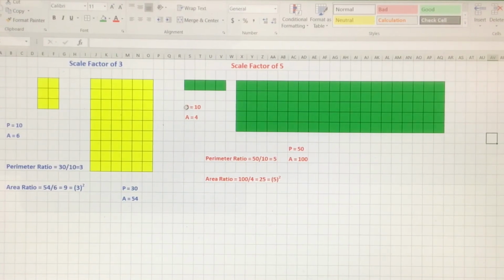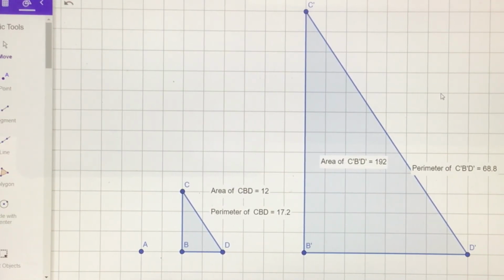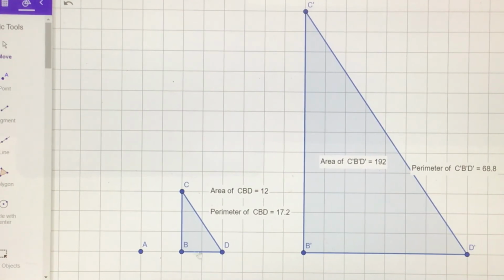I used Excel to do rectangles here to give you a visual, and then I did GeoGebra over here to give you a representation of a triangle. Here I just did a dilation, and we actually did this way back when. So I made a triangle CBD, and I made a point A, and then I said, hey, why don't you go ahead and dilate this? Can you see what my dilation factor must have been, or what my scale factor was?